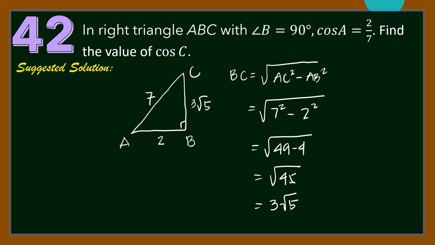Now to solve for cosine function of angle C, this is the ratio between the side adjacent to angle C, that is 3 square root of 5, over the hypotenuse AC, that is 7. So cosine C is 3 square root of 5 over 7.